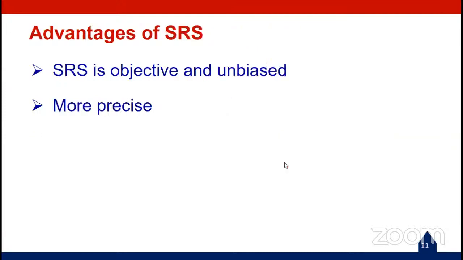The advantage of simple random sampling is that it is very objective. There is absolutely no role for any researcher to introduce their favor or judgment. It is a very objective method, and as it gives equal probability for all the individuals, we can say it is a very precise method.